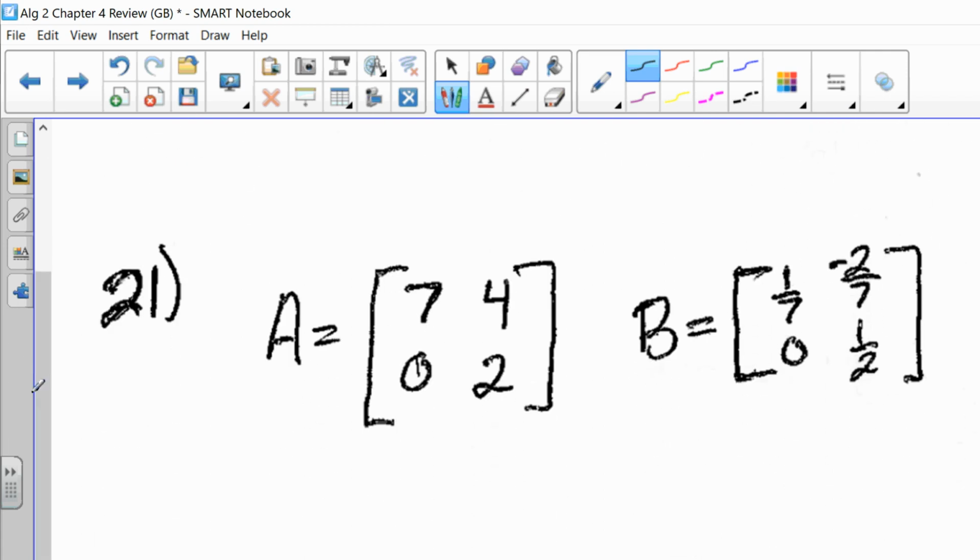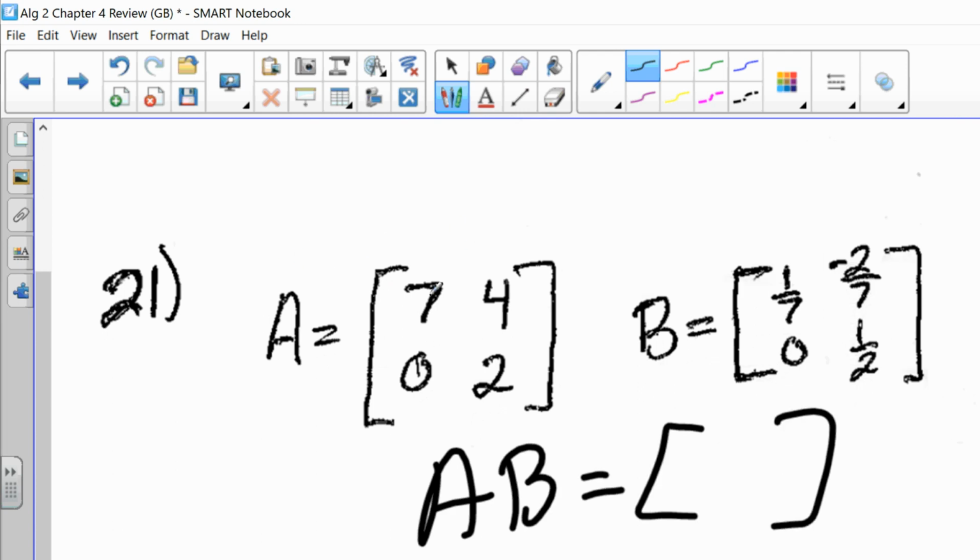21. Well, for these two to be inverses, A times B should give us what? Because if we get anything other than the identity, then the two matrices are not inverses. So really, what are we doing? Multiplying these two matrices together, yes? We can do multiplication in the calculator, yes?